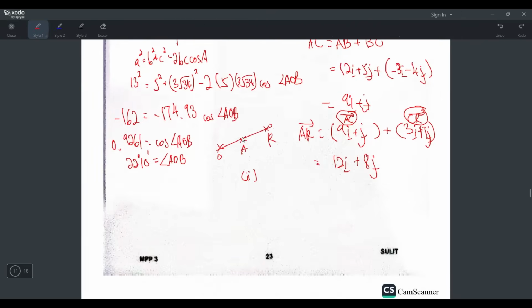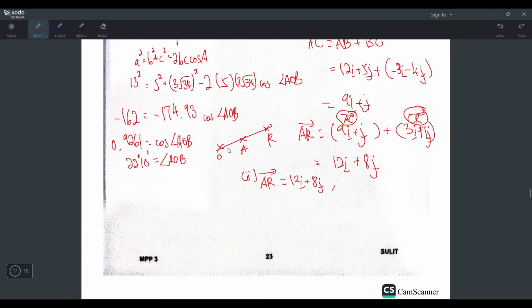If you want to prove that they are collinear, you want to prove that any two vectors along this line are parallel. I repeat one more time. If you want to determine whether O, A, R are collinear or not, you need to take any two vectors along this line and prove that they are parallel. Because if any two vectors along this line are parallel, then they are collinear. It means you can find vectors OA and AR, or OA and OR, or RA and RO. It can be any two vectors along this line. But if you're smart, you will choose AR because you already have the AR vector 12i plus 8j.